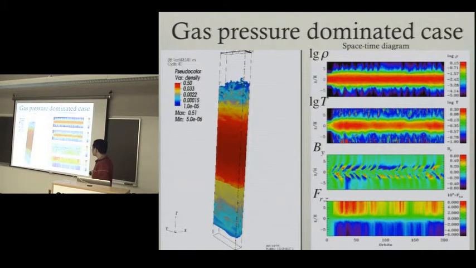On the right-hand side of the slide, we show the so-called space-time diagram. What we did is horizontally average different quantities at each height, and then in this coordinate show how the profile of different quantities changes with time. So, for example, we look at the density in the gas pressure dominant case.